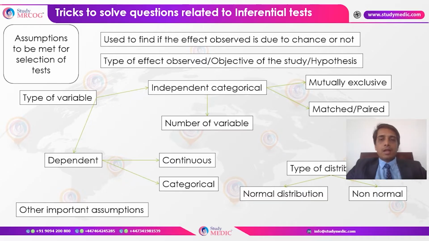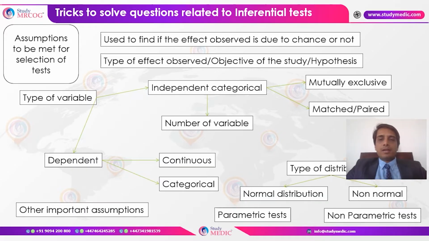Then look at the other important assumptions. Then go ahead and select the parametric test to be used if all the assumptions are met and if it is normally distributed, and the equivalent non-parametric alternative test to be selected if it is not normally distributed.